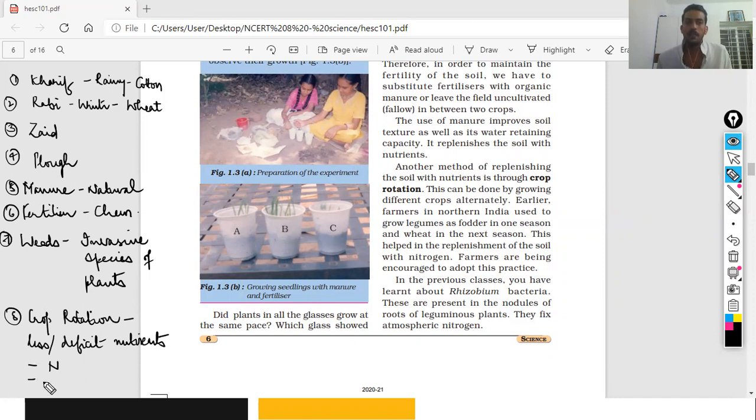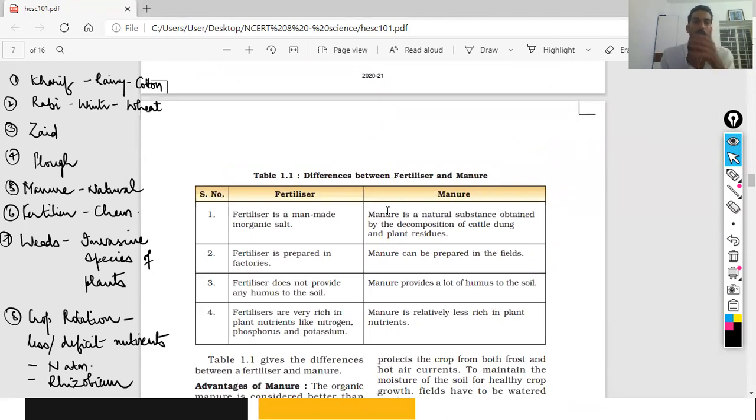And during this crop rotation, we use nitrogen-fixing bacteria called rhizobium, and they fix the atmospheric nitrogen into your soil, and this is where these plants become very useful, right? They have a bacteria called rhizobium, and we've already learned about this. So this is how we can ensure that your crop is remaining healthy. As you can see here, the difference between fertilizer and manure, I've written it already, but it's a more detailed explanation. Fertilizer is man-made, while manure is obtained naturally. It's cattle dung.